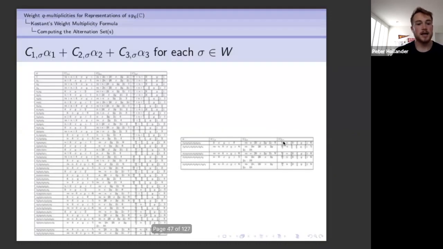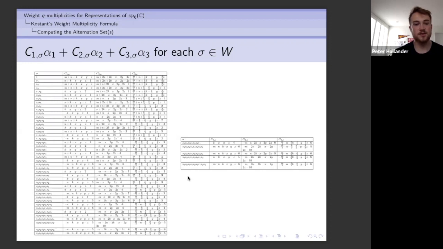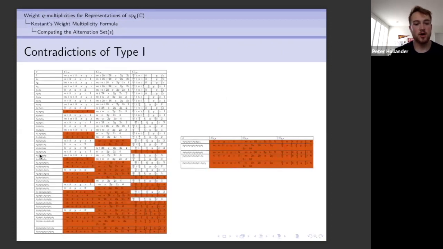And so this is just for illustrative purposes. You don't have to actually see what these cells represent, but for each sigma in the entire Weyl group, this is exactly what the coefficients turn out to be, represented as a linear combination of the components of lambda and mu. And it turns out that all of these highlighted in orange are guaranteed to be negative. And that's really useful information, because since that coefficient is negative, that particular sigma could not possibly be in a Weyl alternation set.